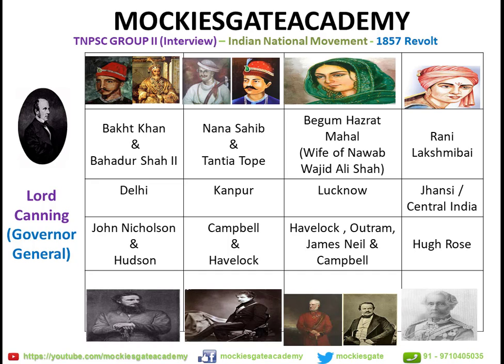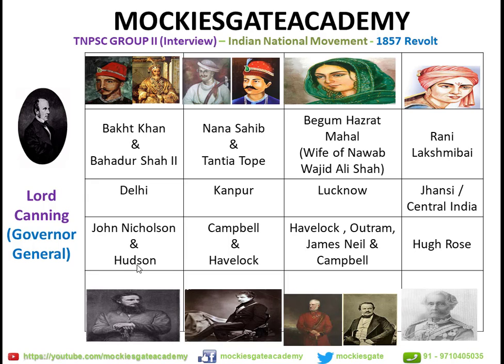The main persons who rebelled against the British are Rani Lakshmibai, who is from Jhansi or Central India; Begum Hasrat Mahal, the wife of Nawab Wajid Ali Shah, from Lucknow; Nana Sahib and Tantia Tope from Kanpur; and Bakht Khan and Bahadur Shah II from Delhi. During the rebellion, Lord Canning was the Governor General.